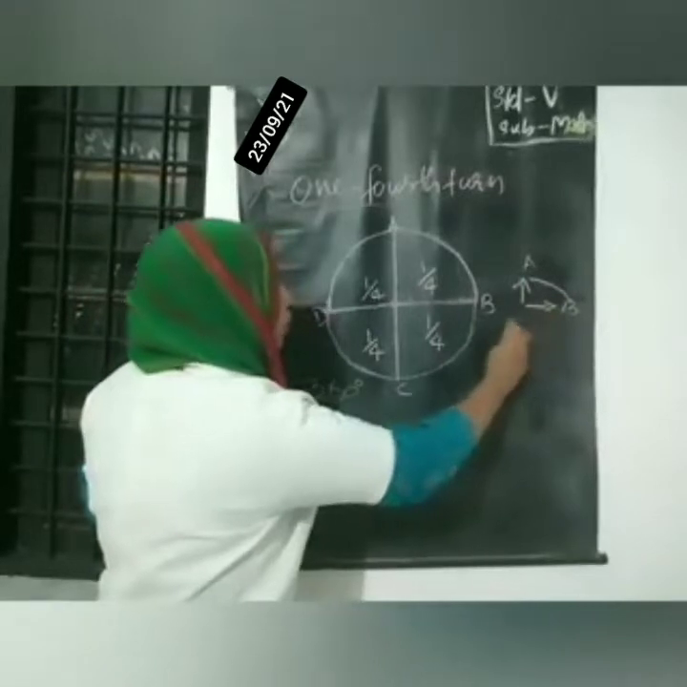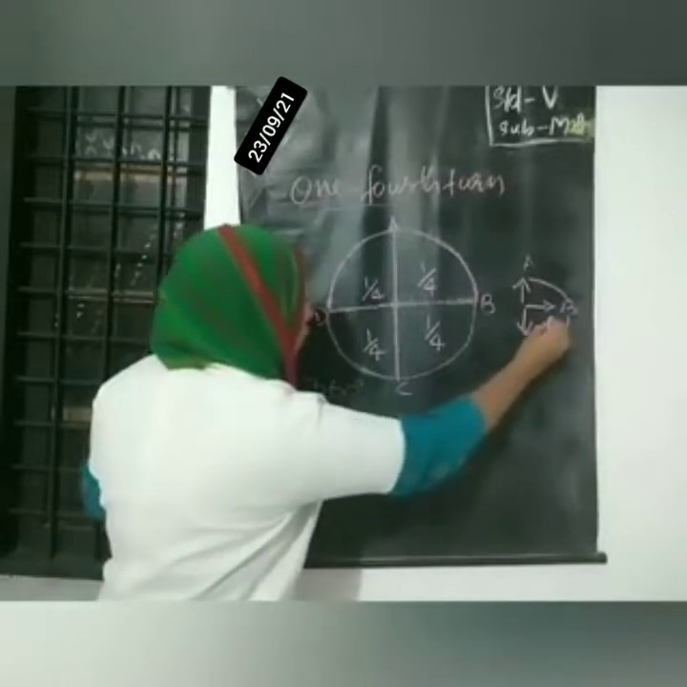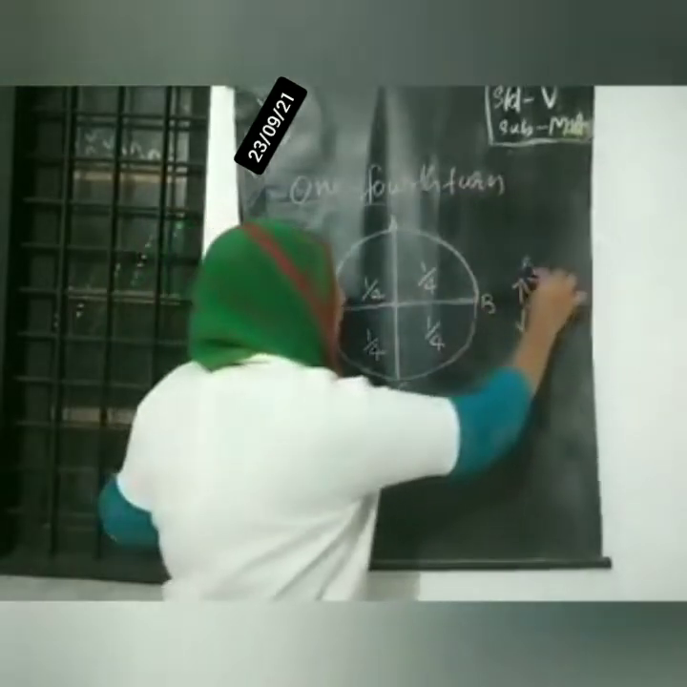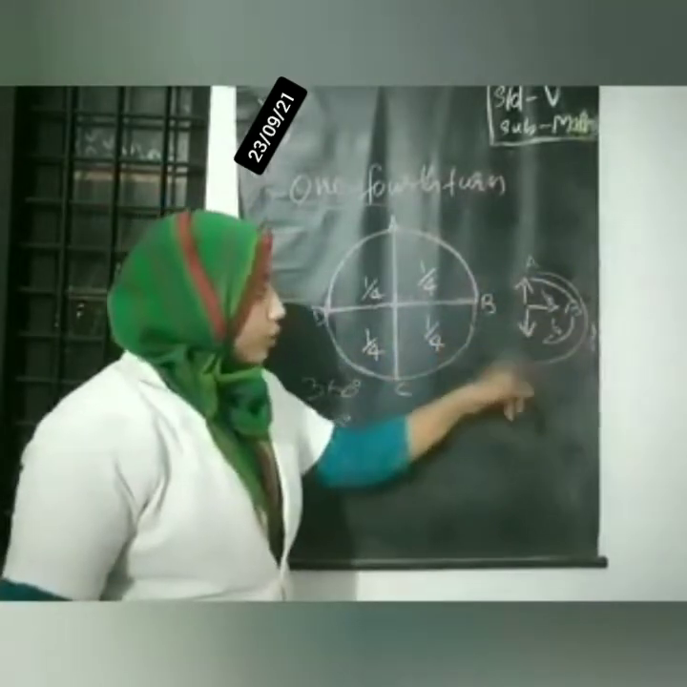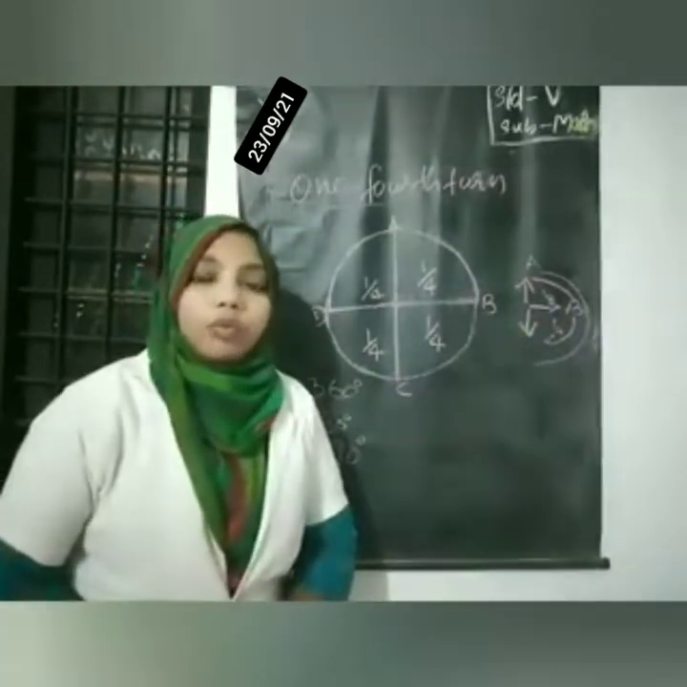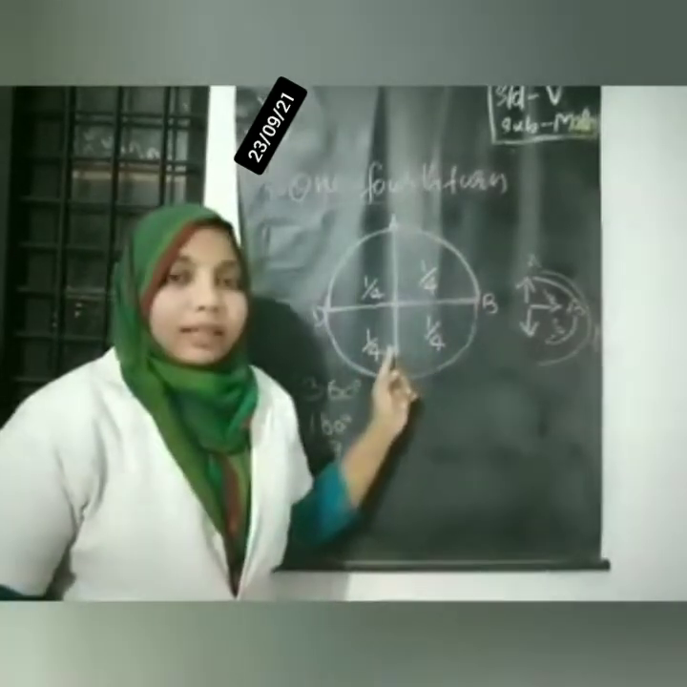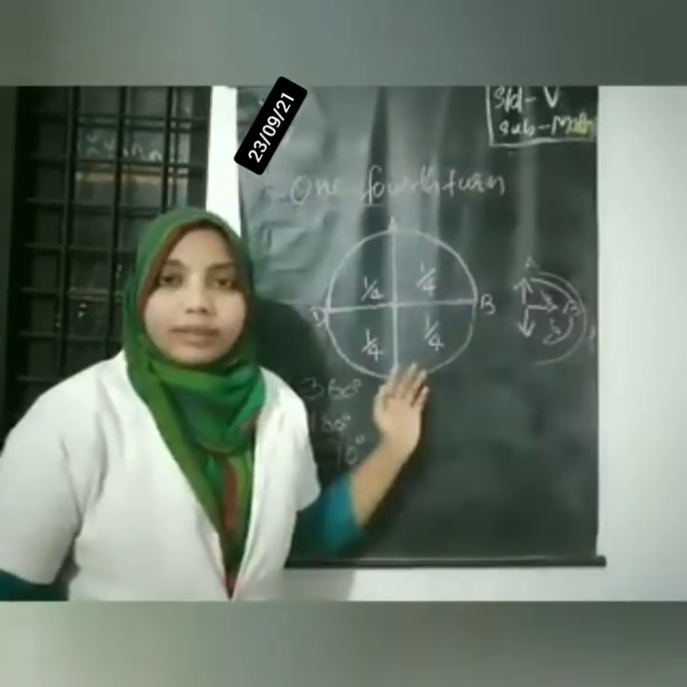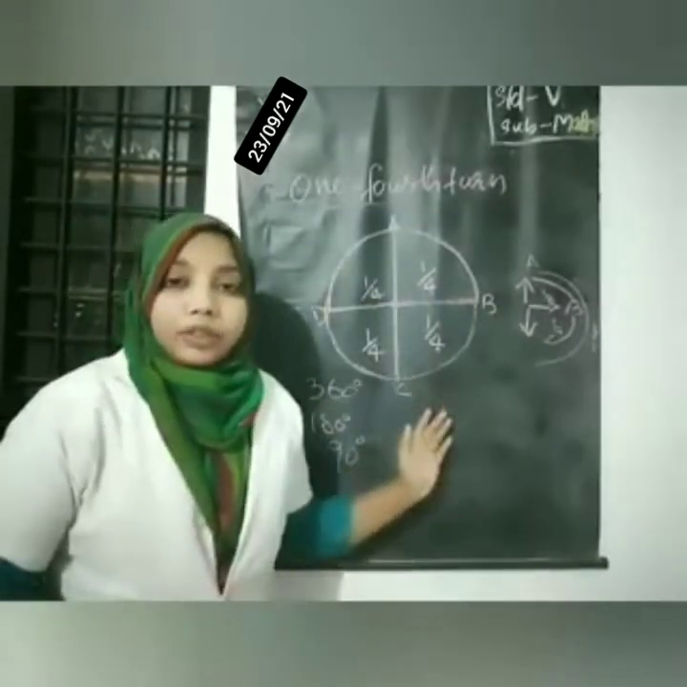Then from B to C, it comes like this, and here also it completed a 1/4 rotation. Totally we can say A to C is a half turn. B to C we can say is also a 1/4 turn. What is this direction we are calling? It is clockwise direction, and if it goes in this way it is called anti-clockwise direction.